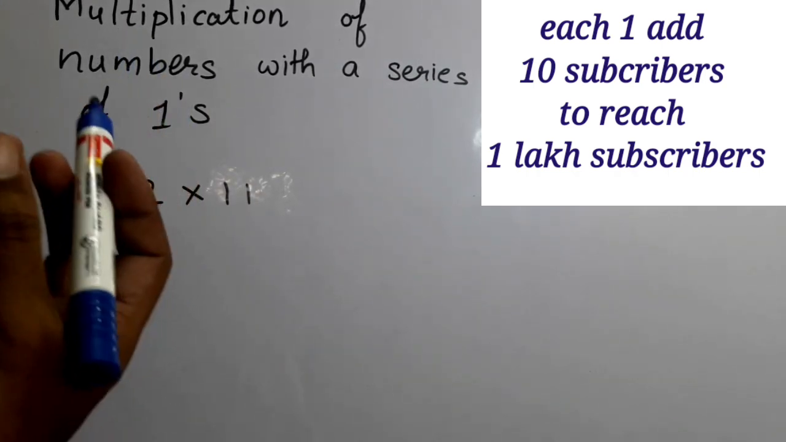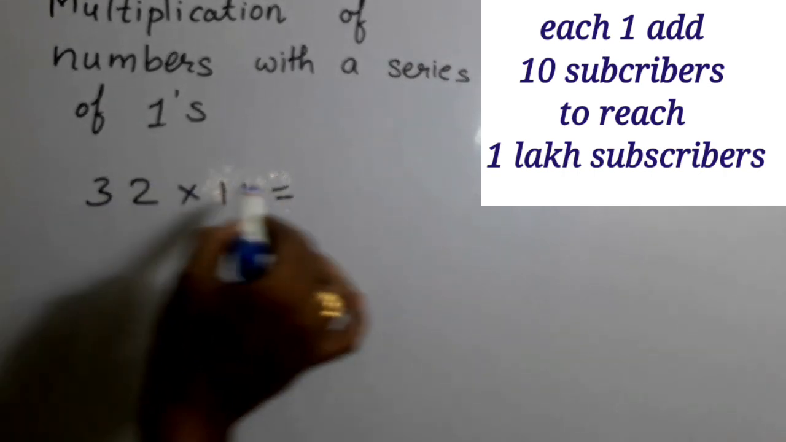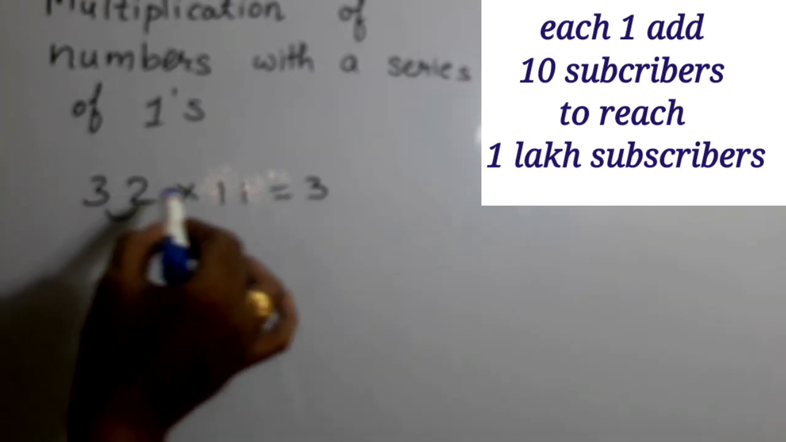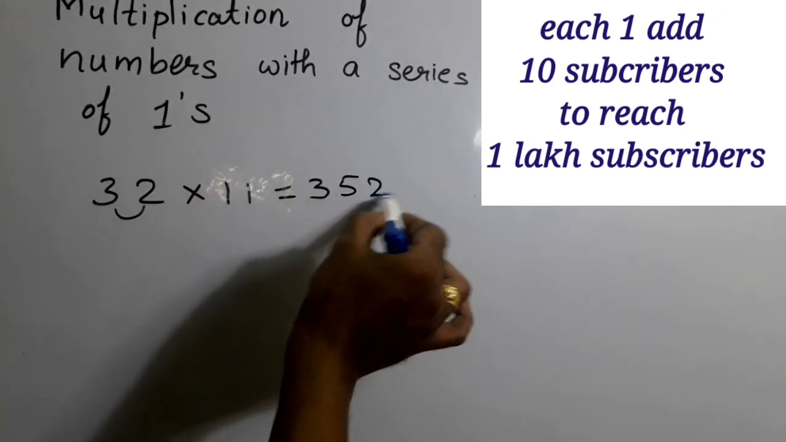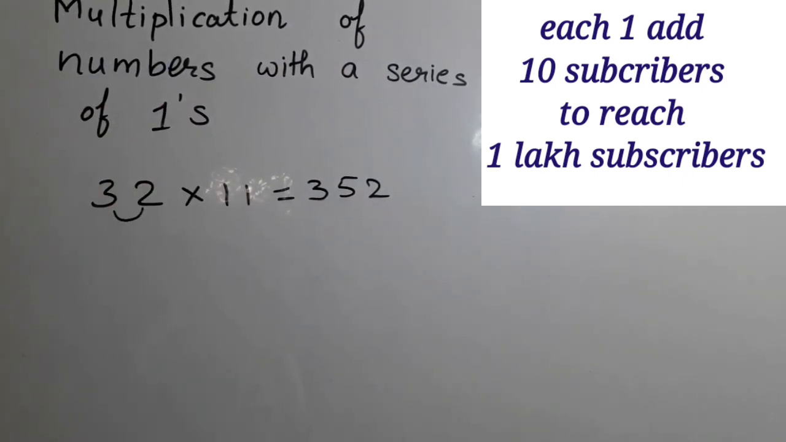So here the technique is very simple. First you write 3 as it is. Then 3 plus 2 is nothing but 5. Finally 2 as it is. So 352 is the answer for this question.